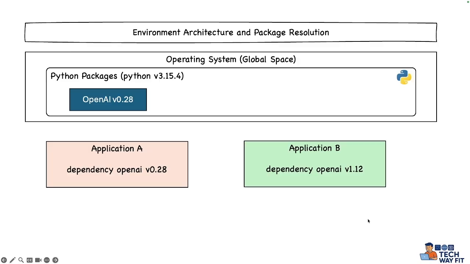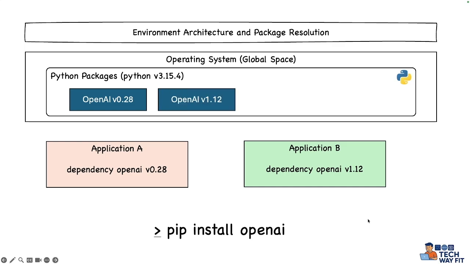After a few days we start a new application, and now OpenAI version 1.12 is available. When we do pip install openai, it installs the new package of OpenAI, which is version 1.12. Now what will happen, right? When a new version of a package is installed in the global space, the old application A, which was depending on the previous version, will show a conflict and crash, right?